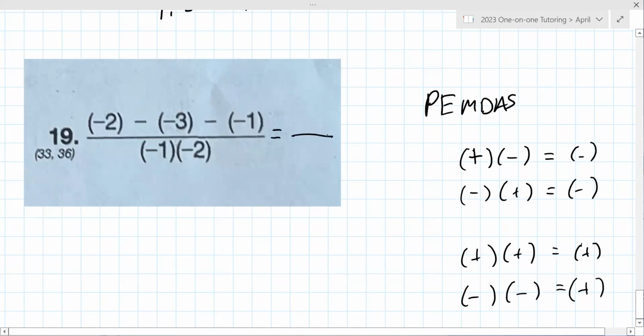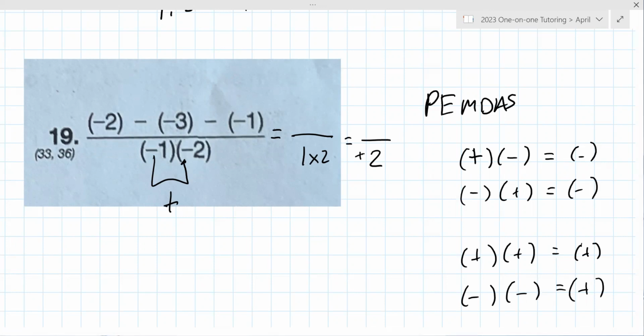The final answer or the numerator, what do you, the denominator. The denominator is -1 times -2. What is 1 times 2? 1 times 2 is 2. Okay, so the two negatives make positive. So just 2 on the bottom. And then the top, would that just be -6 divided by 2?